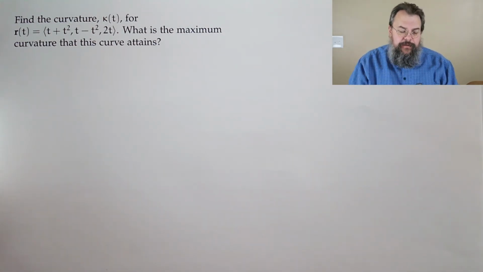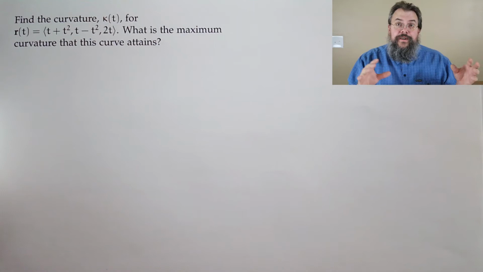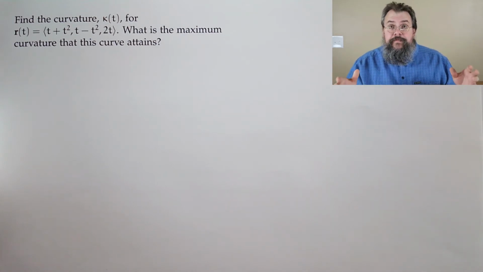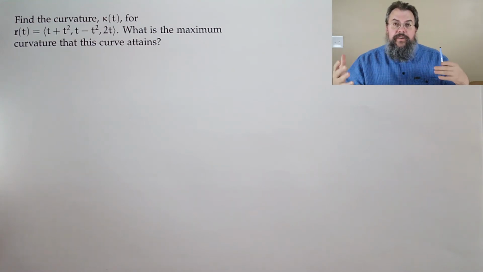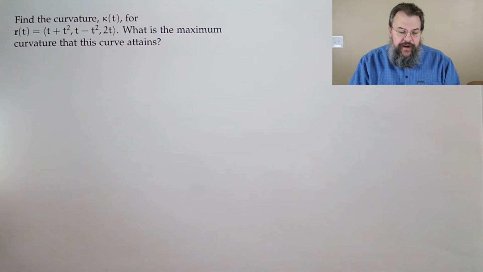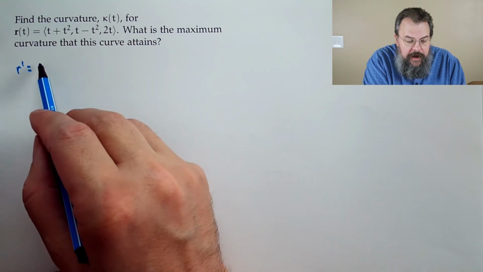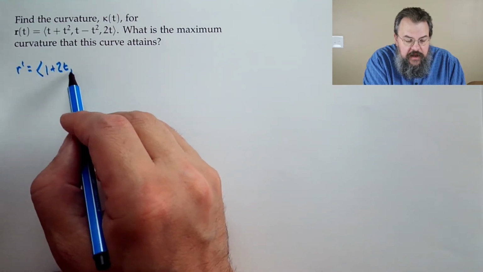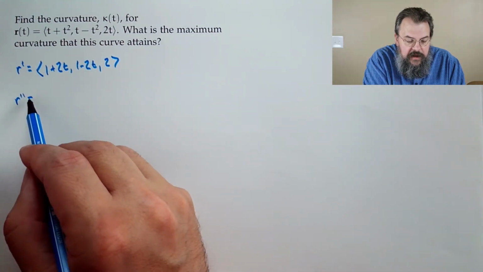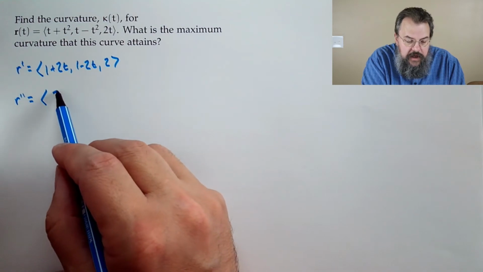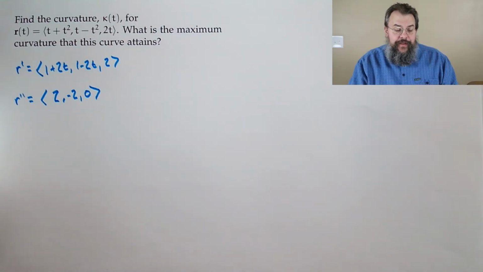Now, how sharp is that turn? So before we can answer the second question, of course, we have to answer the first question, which says, well, what's the curvature? All right, well, let's get into it. So we start by saying, let's find r prime and r double prime. We'll always have to find those anyways. And we'll always have to find the magnitude of r prime. So let's talk about r prime. That would be 1 plus 2t, 1 minus 2t, and 2. R double prime, well, that's really clean. 2, minus 2, 0. Wow, can't get much cleaner than that.